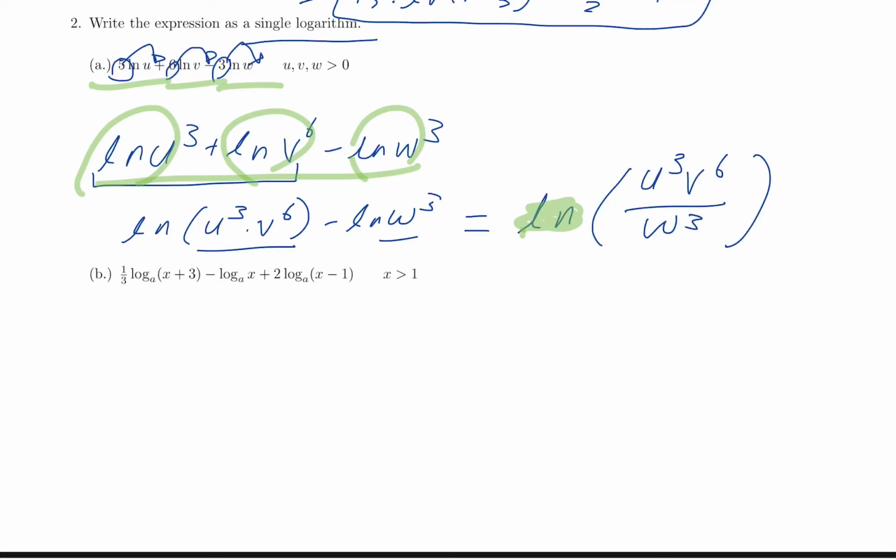Okay, then now let's look at this one. Same idea. So pause the video, try on your own. Okay, so let's see. First, we need to bring the number factor in as an exponent.